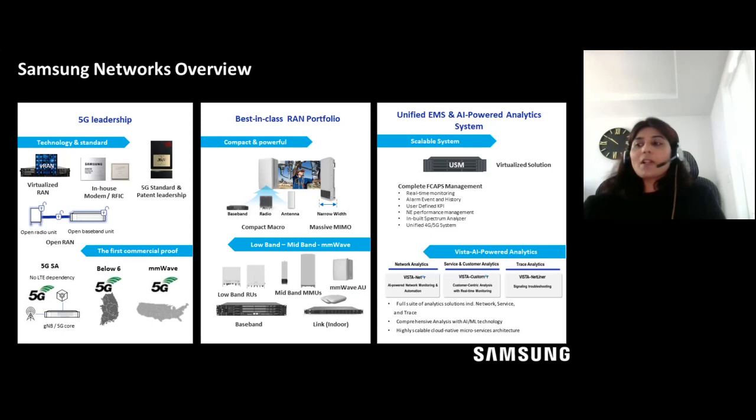Now, moving on to Samsung's network overview and what Samsung is doing in this space, right? Samsung is a leader in 5G and a proven one when it comes to the FWA market. Samsung was the world's first vendor to deliver FWA commercially to one of the leading USA operators back in 2018. And since then, Samsung has been part of many FWA networks globally and within the USA.